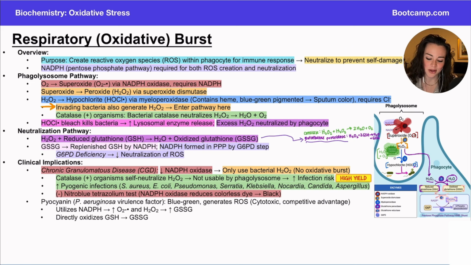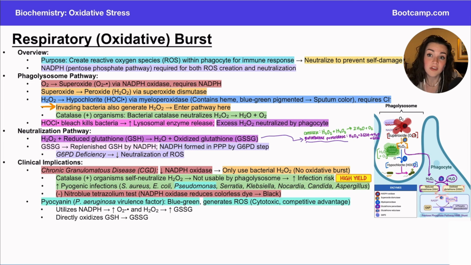And finally, let's talk about an especially dangerous bacteria, one of my favorites, Pseudomonas. Specifically, we're going to be talking about one of the virulence factors of Pseudomonas aeruginosa called pyocyanin. And I'm going to do this in a blue-green color because this has a blue-green pigment. And this pyocyanin virulence factor is going to give Pseudomonas a really cool competitive edge against some other bacteria in the area. And it's going to generate reactive oxygen species. So what it's going to do is utilize NADPH to start reducing oxygen and turning it into superoxide and hydrogen peroxide, reactive oxygen species.